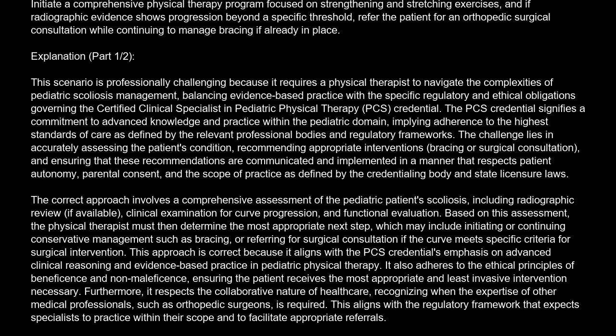The correct approach involves a comprehensive assessment of the pediatric patient's scoliosis, including radiographic review, if available, clinical examination for curve progression, and functional evaluation. Based on this assessment, the physical therapist must then determine the most appropriate next step, which may include initiating or continuing conservative management such as bracing, or referring for surgical consultation if the curve meets specific criteria for surgical intervention.